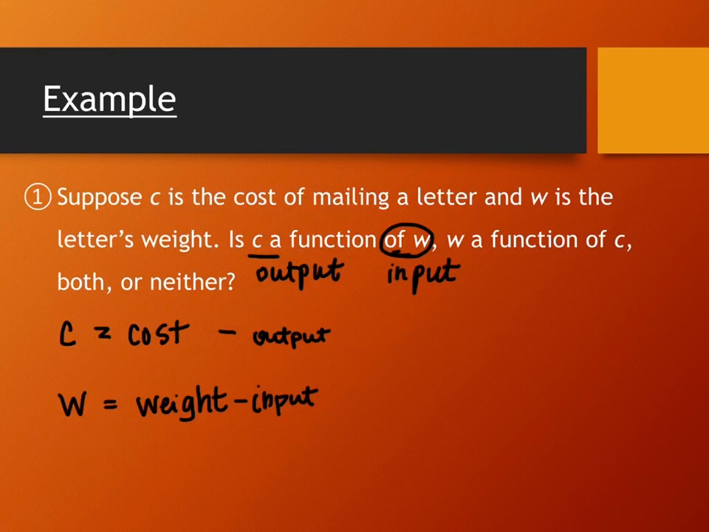Okay? If this is not a function, it would mean that I give them the letter, it's got one weight, and I have choices. I have options. I have different amounts of money I could pay to mail that same letter. So what do you think? Do I have choices, or is there only one and only one choice when I mail that letter off?